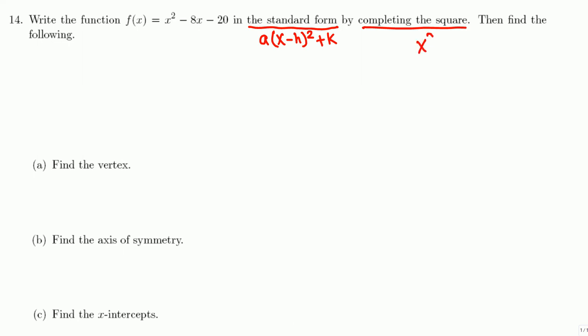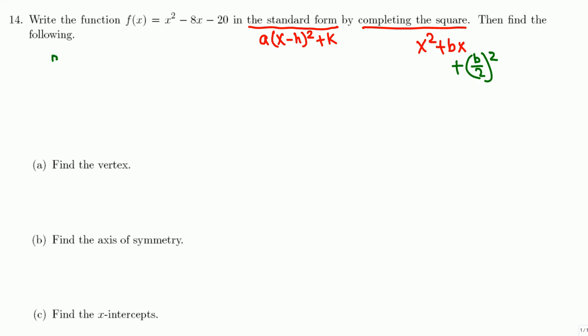Whenever we have x² + bx, all we have to do is add something, which is half of b squared, so (b/2)². When we add this number, this trinomial becomes a perfect square. Then we'll find a couple of things. So let's first write this in the standard form.